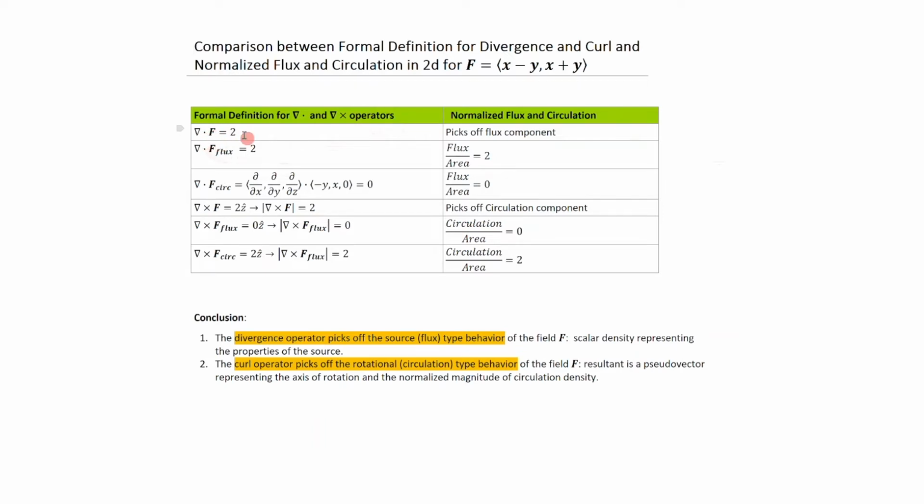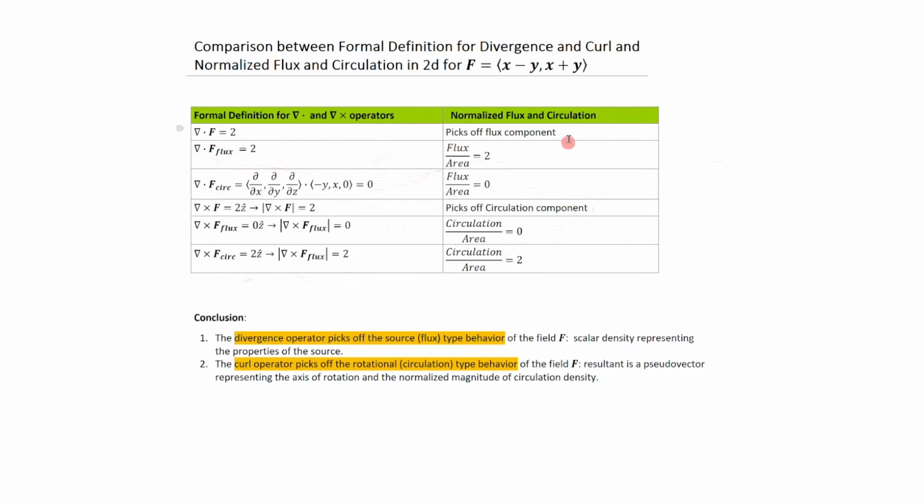The divergence of the field was 2, the divergence of the flux is 2, the divergence of the circulation was 0. The curl of the total field was 2. The magnitude was 2, but the curl was in the z direction. The curl of the flux component was 0, and the curl of the circulation component was 2z, but if we take its magnitude, it's equal to 2. All right. If you actually go back and look at the previous slide, we essentially see complete correlation here across the board.